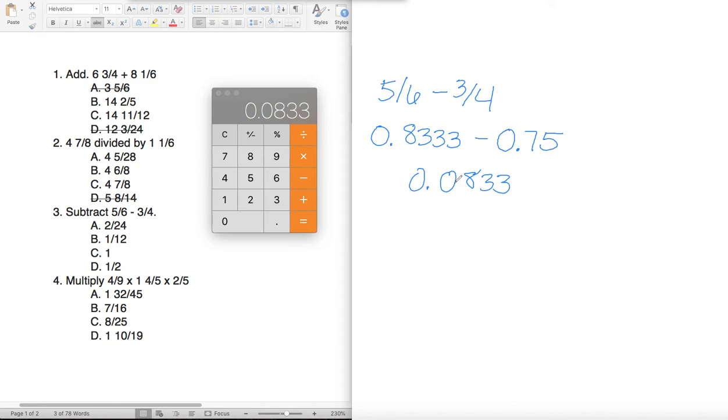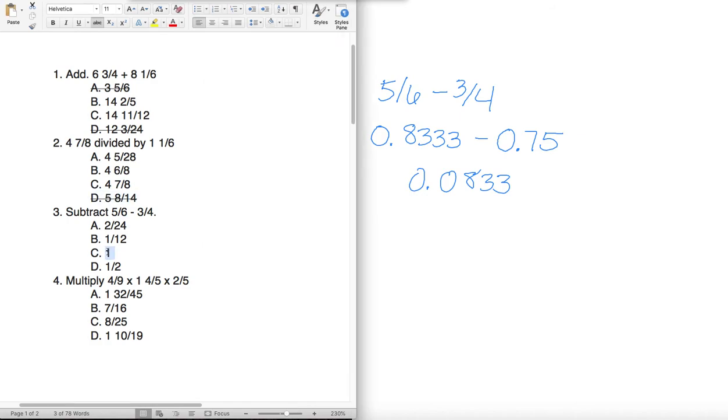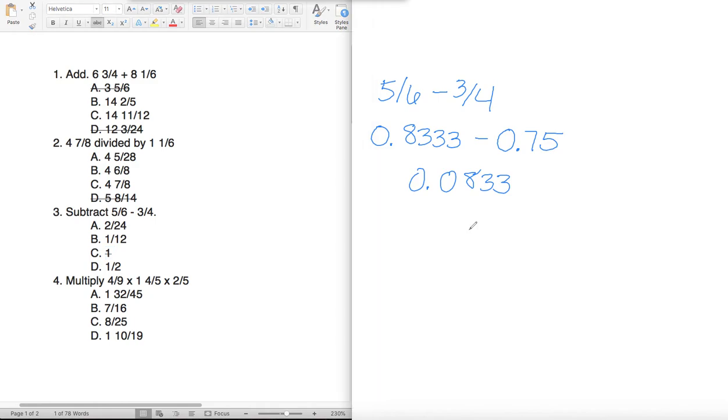So then when we check our answers, we have 2/24, 1/12, 1 and 1/2. And we don't have a 1 whole number, we have a 0 out in front. So all of these for the correct answer are going to have to be anything without a whole number, whether there's a fraction after it or not. In this case, it's just a 1, and this is something that's obviously less than 1 because it's a 0 point something.